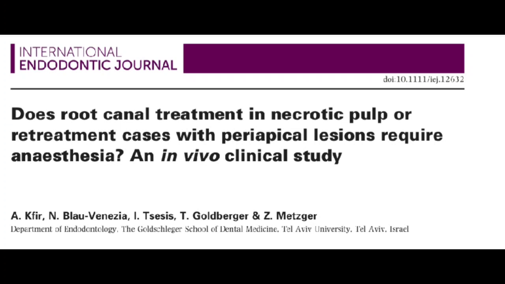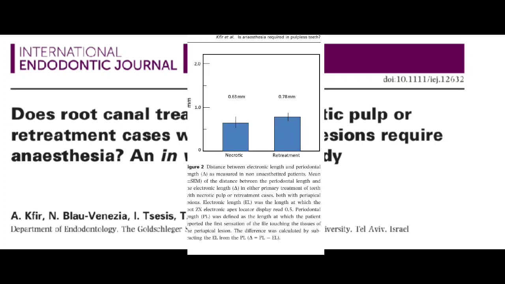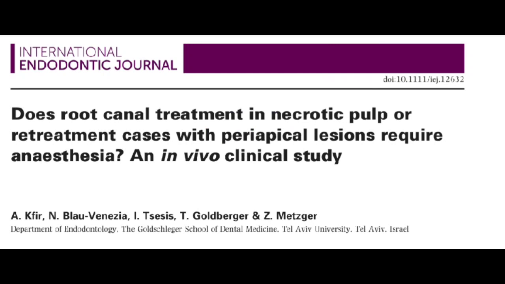Figure 2 shows the distance between the electronic length and the periodontal length as measured in non-anesthetized patients. The difference was calculated by subtracting the electronic length from the periodontal length. The mean difference between the periodontal length and electronic measurements, when all the 80 canals were pooled together as one group, was 0.7 mm.